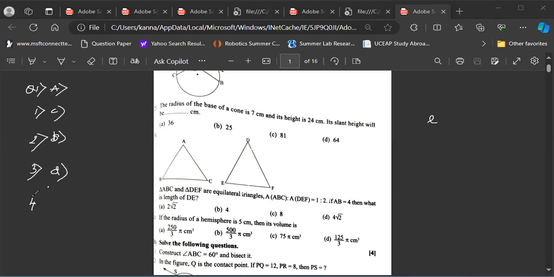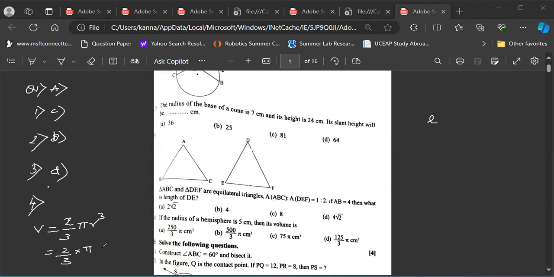Now the fourth one is left, children. What is the fourth? The radius of the hemisphere is 5 centimeter. Then its volume is, so volume of a hemisphere is always given by the formula 2/3 pi r cube. Volume of a hemisphere is given by the formula 2/3 pi r cube, 2/3 into pi. Now, why am I not putting the value of pi? Because see the options. Everywhere the pi is retained, okay?